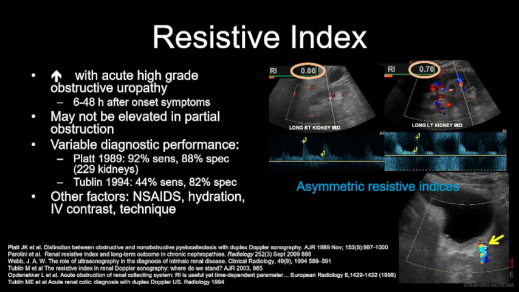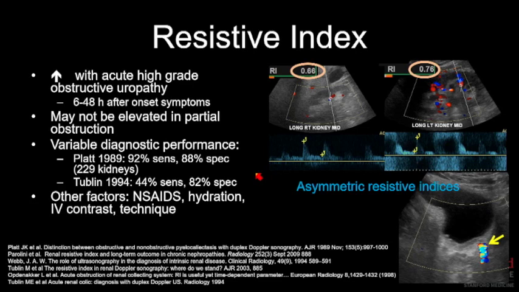When it was first described by Joel Platt, also from Michigan, in 1989, a long time ago, the diagnostic performance was reported to be excellent, 92% sensitivity and 88% specificity in differentiating obstructive hydronephrosis from non-obstructive hydronephrosis. And so everyone thought that was the greatest thing. But then a few years later, Mitch Tublin and a few others reported their experience with the resistive index, and their diagnostic performance was not nearly as good, with only a 44% sensitivity.